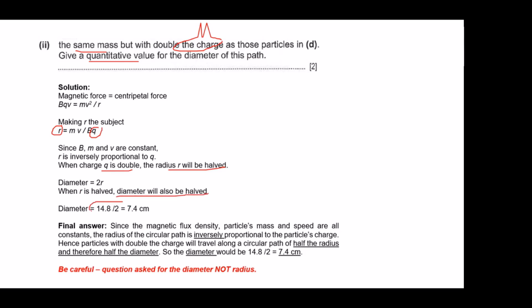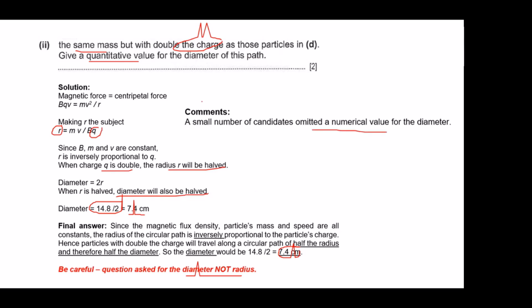So you use the diameter divided by 2, and you'll get 7.4, right? So you must write an answer of 7.4. Okay, take note the question asks for diameter, not radius. So make sure you also write the number for them, a quantitative value, a numerical value, a number for the diameter of the path.